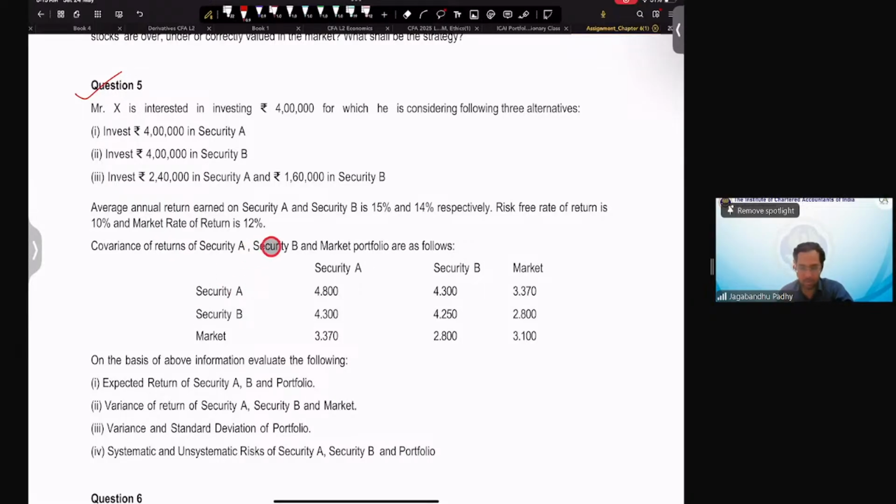Expected return can be calculated by looking at the annual returns, which are already given to us, and the risk-free return is given. For the portfolio, we have the weightages also given to us. Then variance of returns of A and B, variance and standard deviation of portfolio, systematic and unsystematic risk of A, B and portfolio. So let us first talk of security A, wherein we calculate the systematic and unsystematic risk, then B, and then we apply the same for the portfolio.